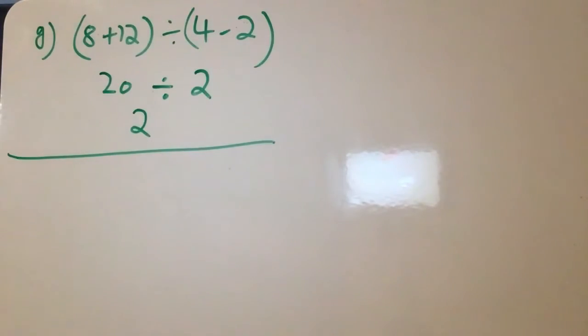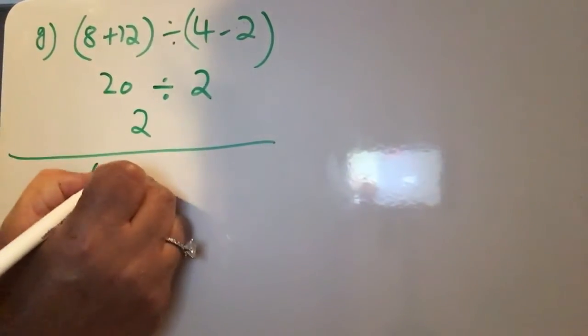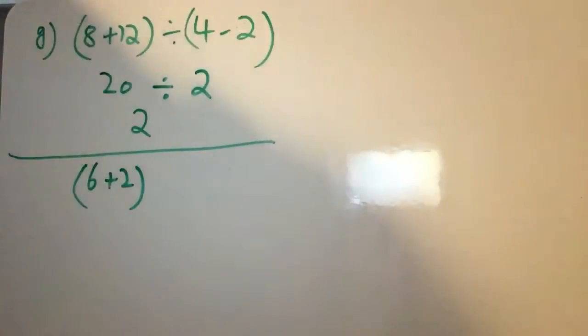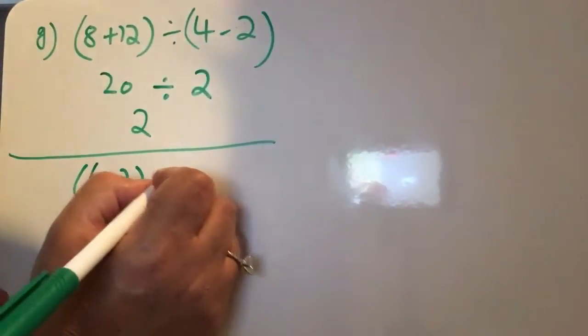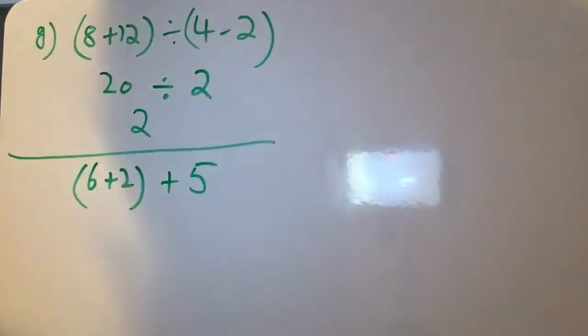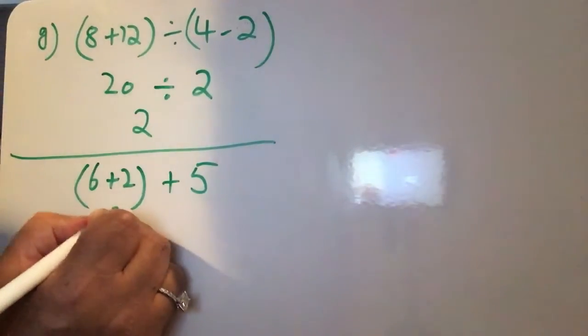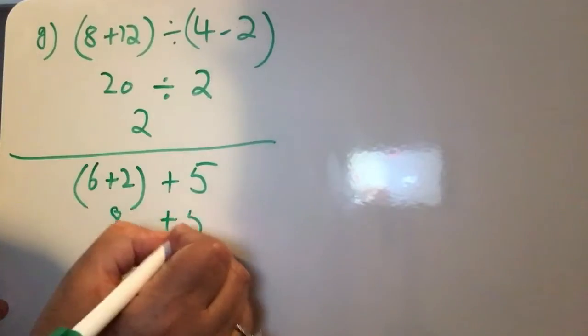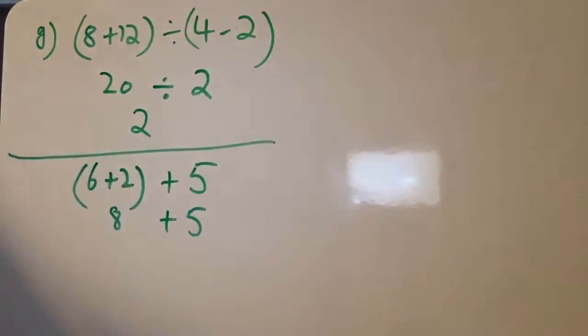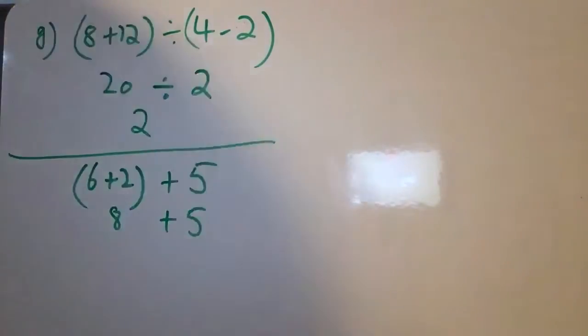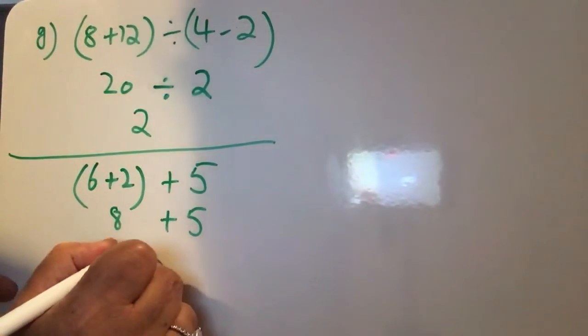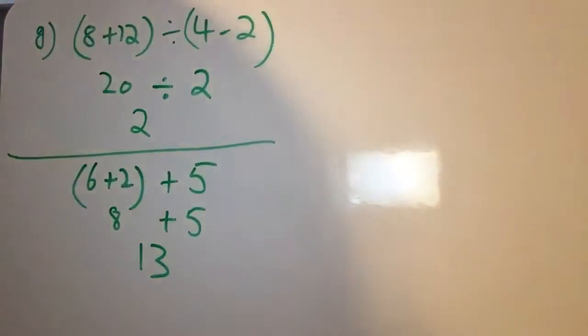Next question is (6 plus 2) plus 5. So we will solve the bracket first. 6 plus 2 is 8, plus 5 is 13. So our answer is 13. Good. Awesome.